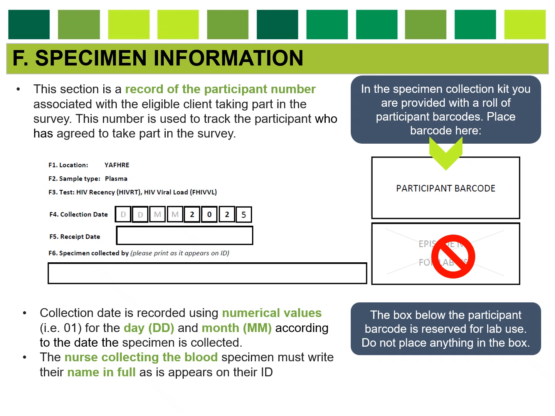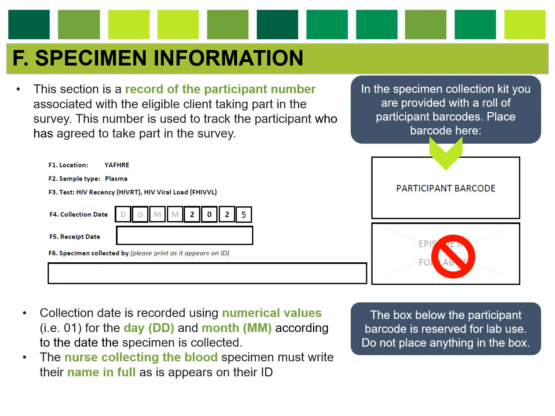But for F6, it's important to note who collected the specimen. And as I've mentioned before, you may be the same person who does the HTS testing and who has completed your name on the front of the form. But if you're also the person who's taking the blood sample, it is important to re-record your name here so that we know, because we capture all this information and it's very important. So please make sure that the name is written there.